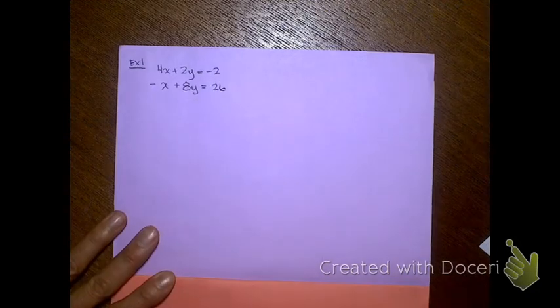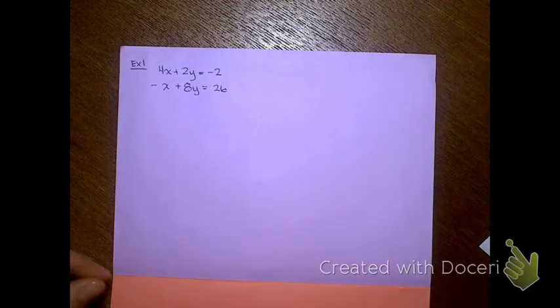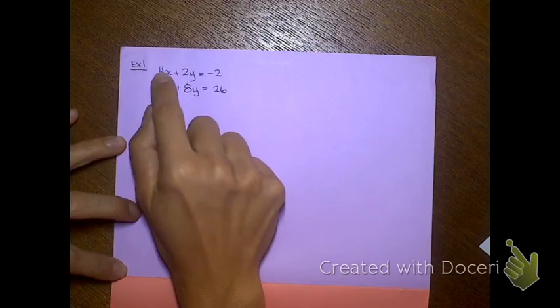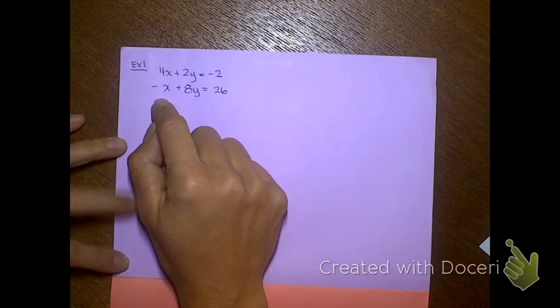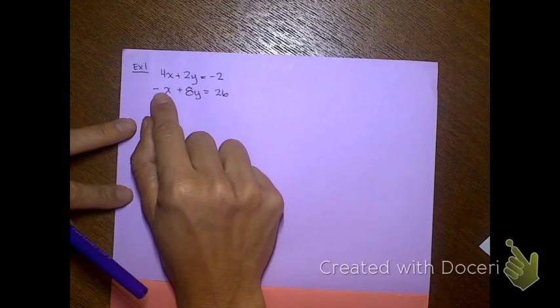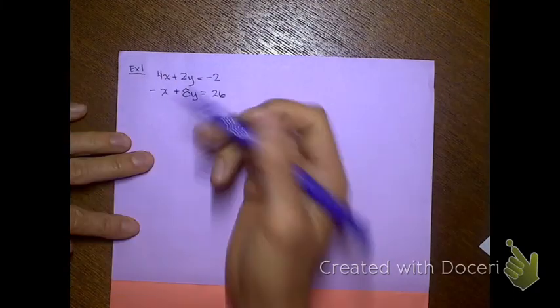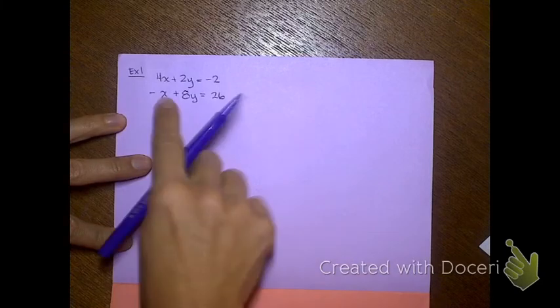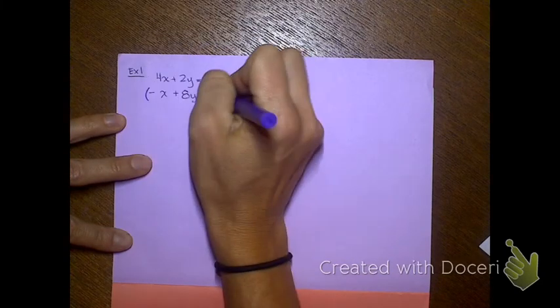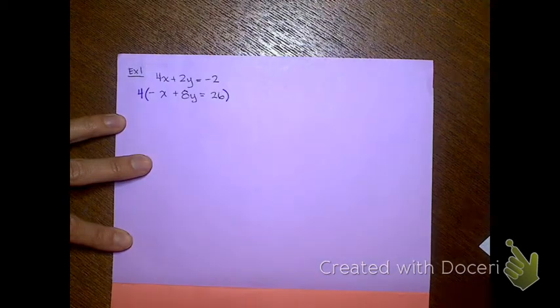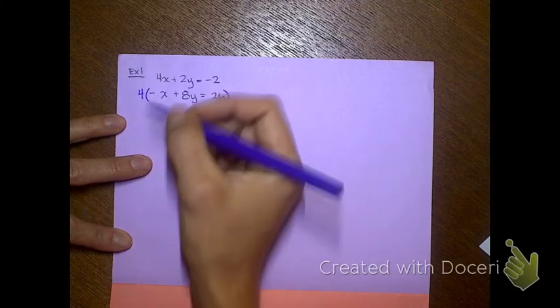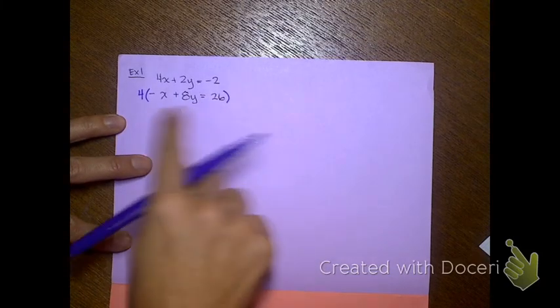Okay. So what I need to do is take one of the equations and multiply it by a number so that I can get these two coefficients to be the same number with an opposite sign. Wouldn't it be nice if this one was a negative 4? Then it would cancel out with positive 4. Right now it's a negative 1, so I'm going to multiply this equation by 4. Because what's 4 times negative 1? Negative 4, right?